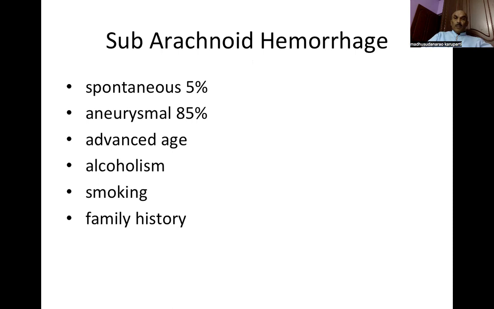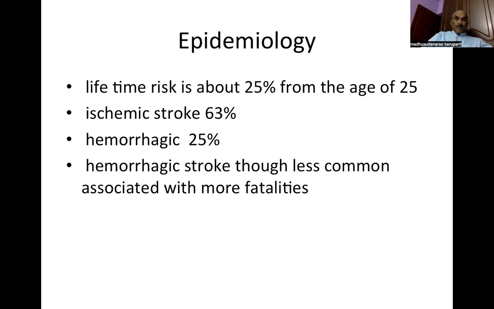Coming to subarachnoid hemorrhage, it could be spontaneous in 5% of the patients, while rupture of aneurysms is the cause for 85% of subarachnoid hemorrhages. Alcoholism and smoking are again risk factors. Family history of subarachnoid hemorrhage is again a risk factor for hemorrhagic stroke. Coming to epidemiology, lifetime risk is about 25% from the age of 25 years. It is the same for men and women.